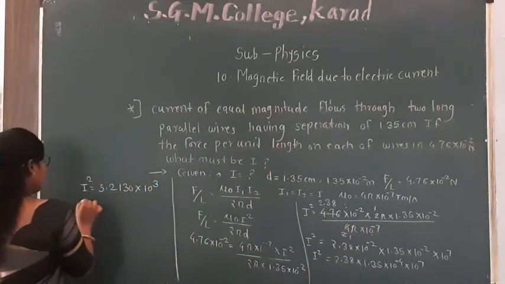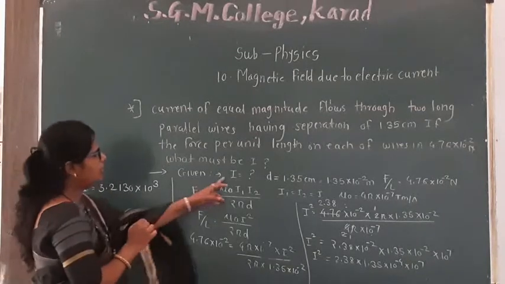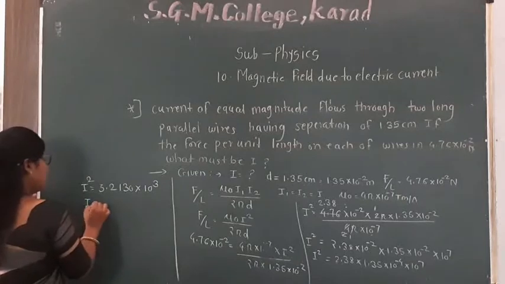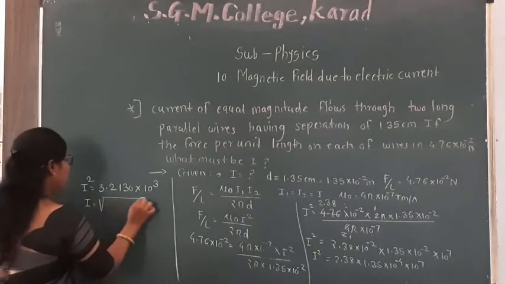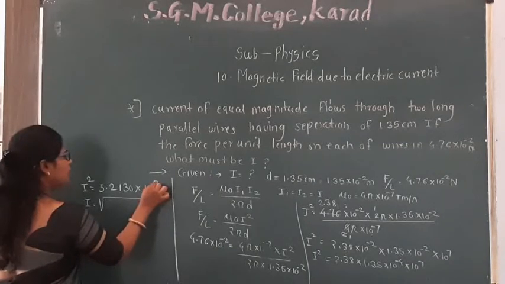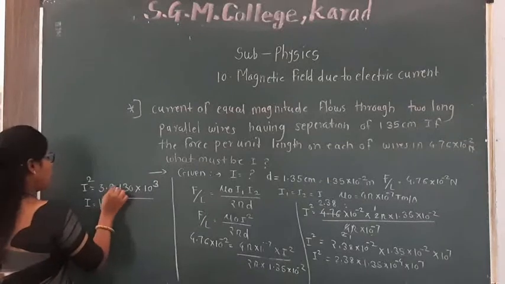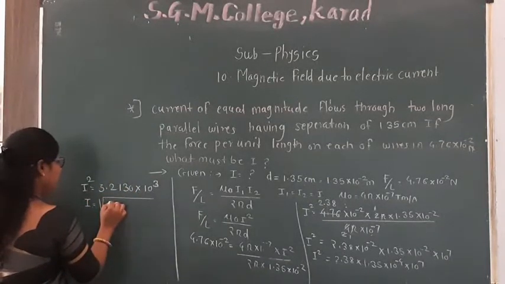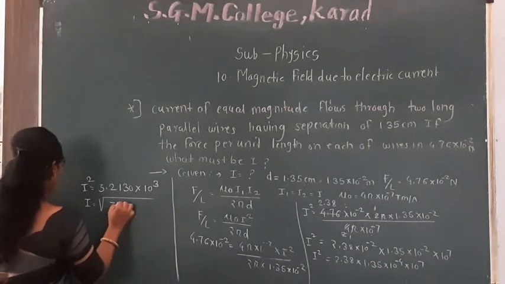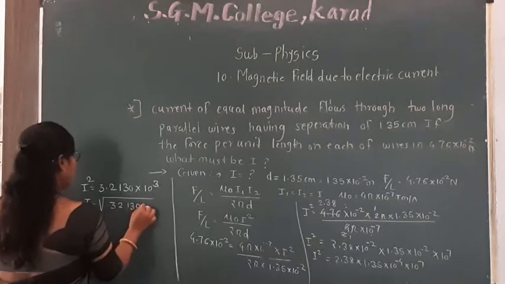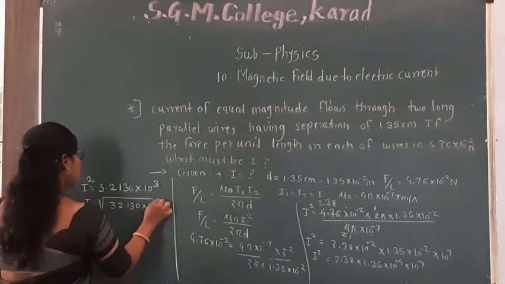That is how we calculate the value of current. Here we get the I square value. So I is equal to square root of, now here is an odd power, and we want an even power of 10 raised to 2. So we adjust this number, and by adjustment of the number we get 32.130 into 10 raised to 2.